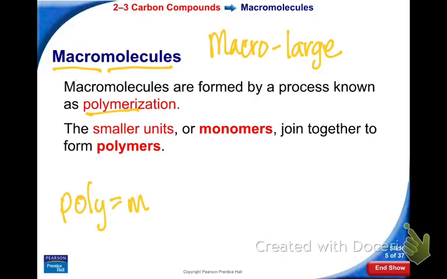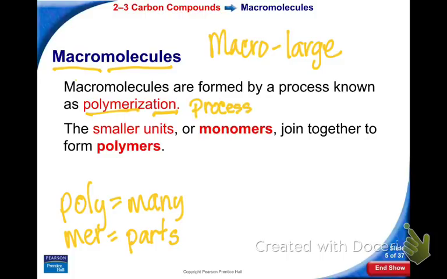Poly means many, and mer means parts. And anytime you see T-I-O-N on the end of a word, that means process of. So the word polymerization means literally the process of putting many parts together. So a macromolecule is made up of smaller parts called monomers that get polymerized. They get stuck together to make polymers.